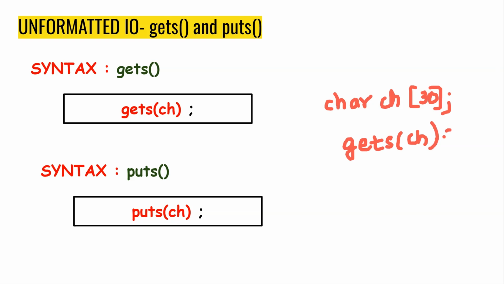Next we have the puts function. This function prints the string or the character array. The syntax is puts of ch. Whatever we read by using the gets function, the content of that particular character array can be displayed by using the puts function. Say for example, we have already declared a character array ch of size 30, and then we have read the string. If you want to display the string to the output, then you can use puts of ch. This ch is the character array which we have already read, so this will print the string to the output.